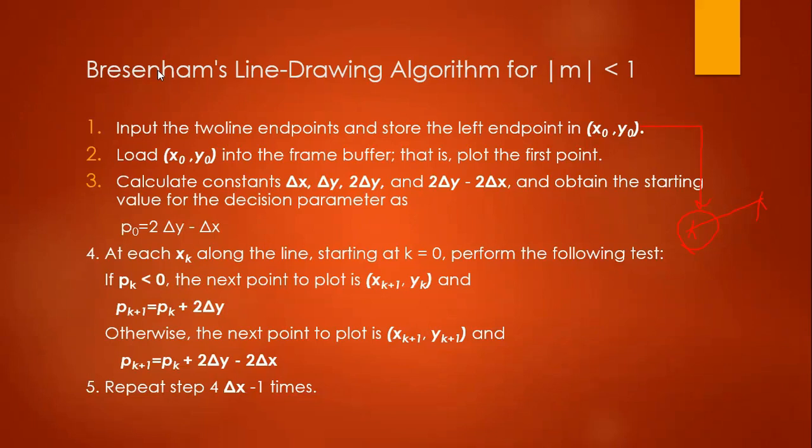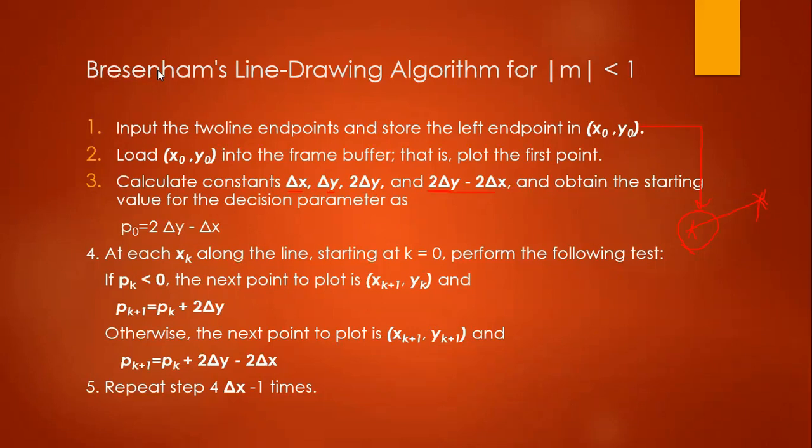Plot the initial point x0, y0. So the other end may be different. But what you have to do first is plot the initial position. Then calculate the constants delta x, delta y, 2 delta y and 2 delta y minus 2 delta x.